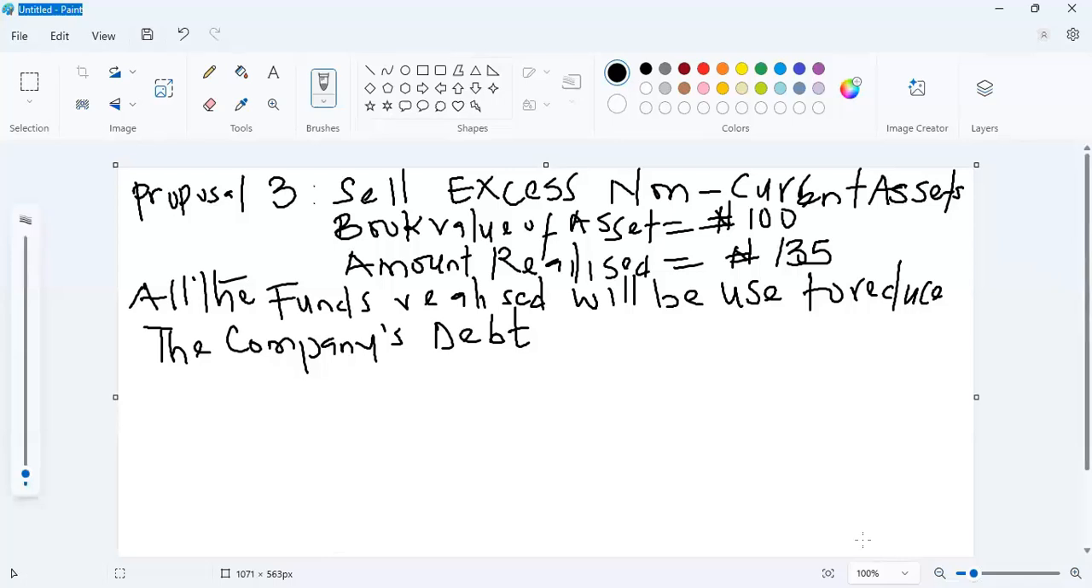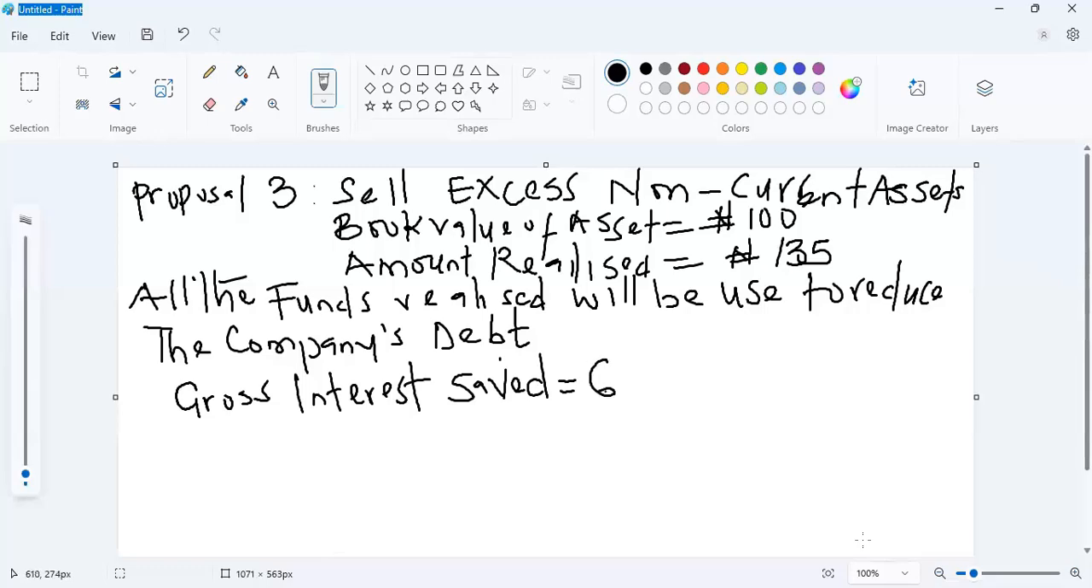Gross interest saved. That is, by repaying this 135 million, we are not going to pay interest again on this 135 million. It means the interest will be saved. 6% of 135 million. This interest will not be paid again. Please compute.